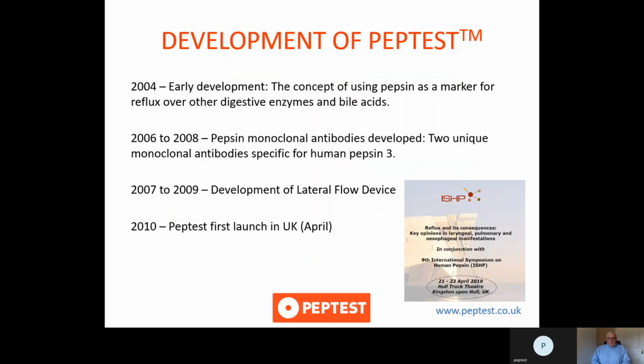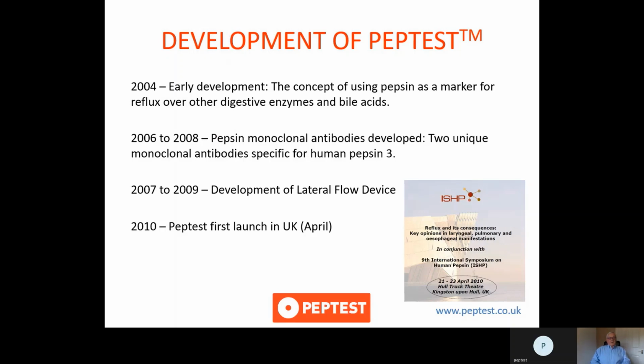So now a little bit more detail on PEPTEST itself. We started to develop PEPTEST as we know it now in 2004, and it was a very early concept. We used pepsin as a marker for reflux over other digestive enzymes and bile acids. There's a fair bit of literature around before we started this work in 2004. It basically goes back, I showed you when it was first identified, but the fact it's a biomarker goes back until maybe the early 90s.